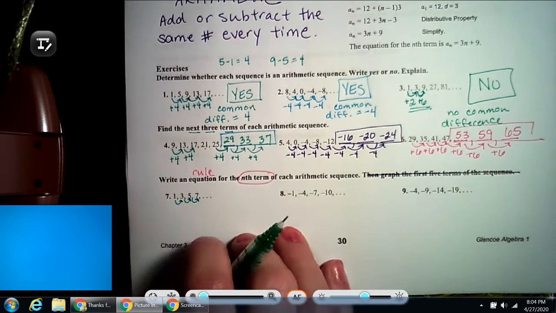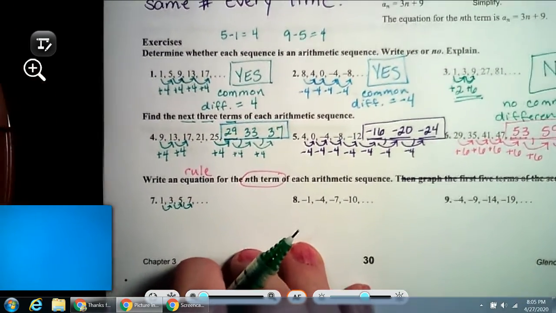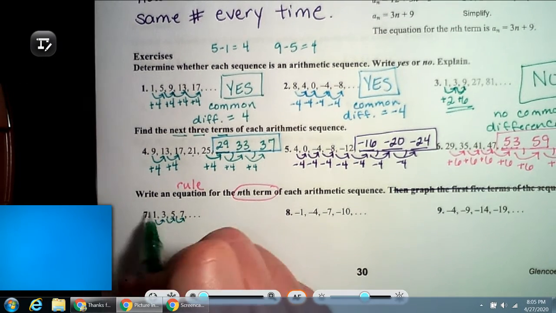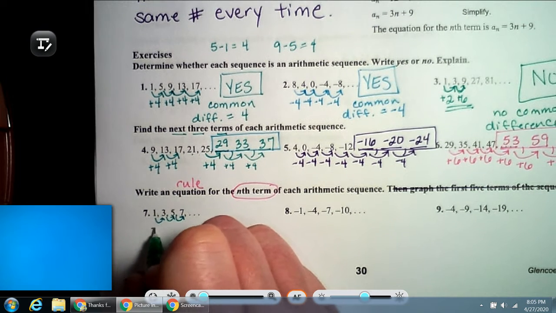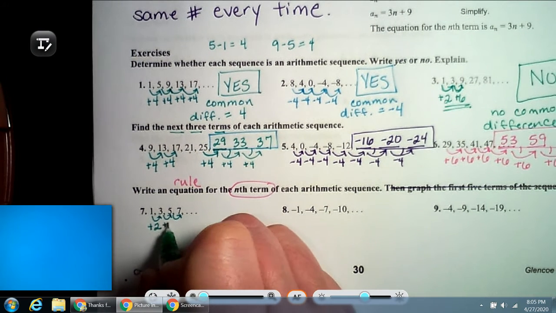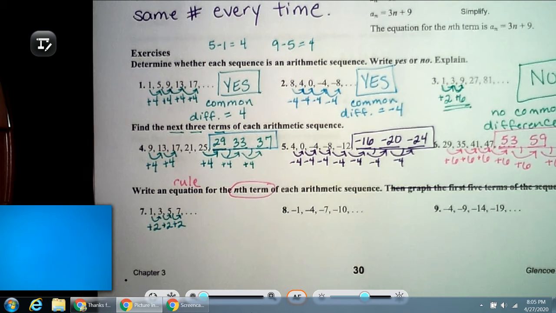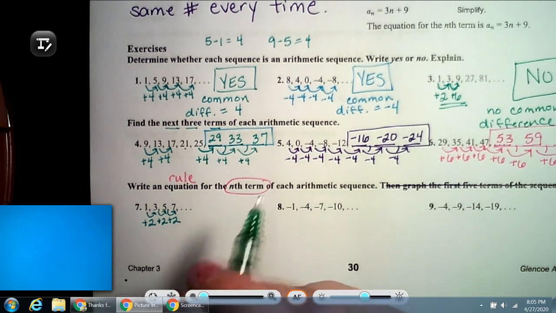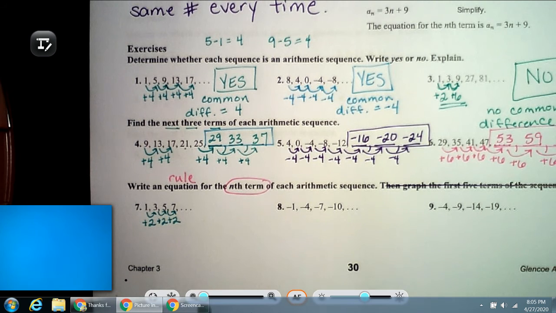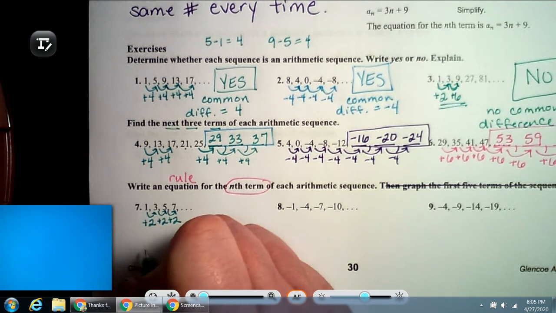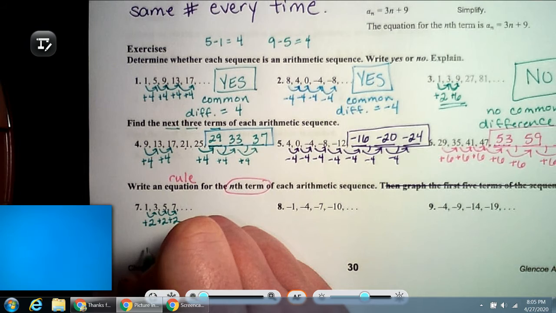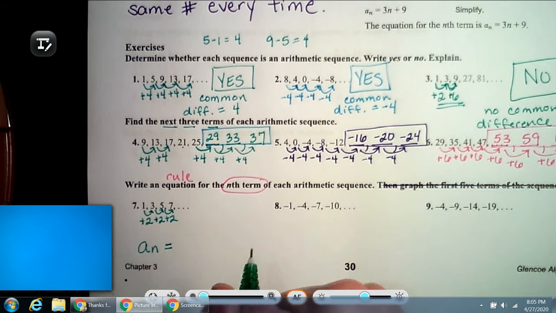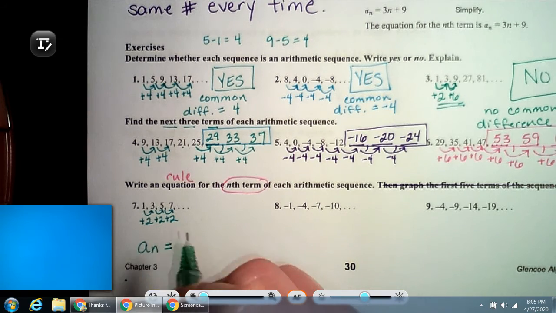So if you look at number 7, let me zoom in a little bit here. We go from 1 to 3 to 5 to 7. So for this arithmetic sequence, the rule is that we're going to add 2, add 2, add 2. So I could continue adding 2 every time. The way we're going to write that rule is we're going to say a sub n is equal to that common difference.